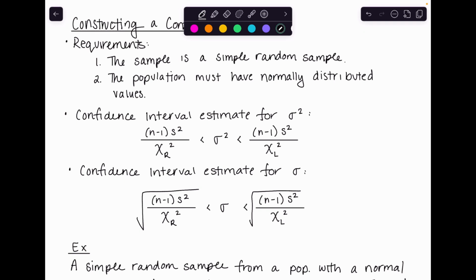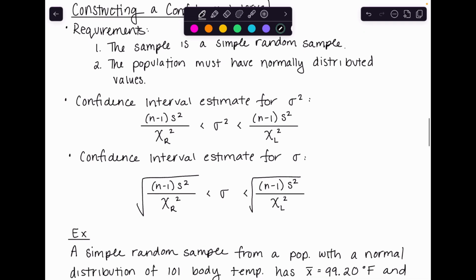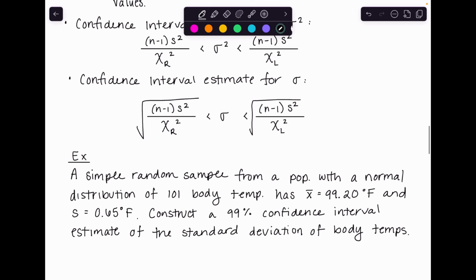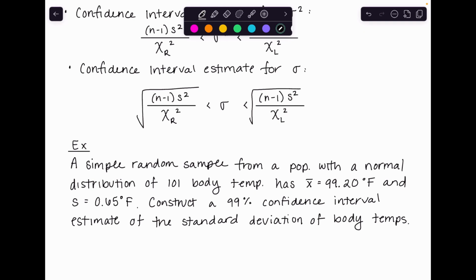So let's go through and let's try an example, finding all of these pieces, finding our critical values, and getting that confidence interval. So we're told a simple random sample from a population with a normal distribution of 101 body temperatures has a mean of 99.2 degrees Fahrenheit and a sample standard deviation of 0.65 degrees Fahrenheit. We want to construct a 99% confidence interval estimate of the standard deviation of body temperatures.